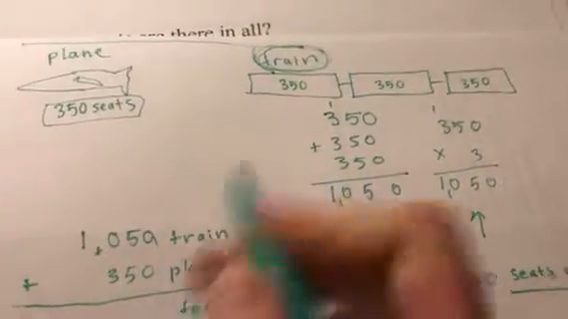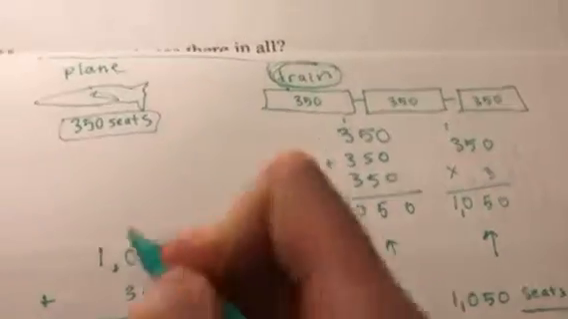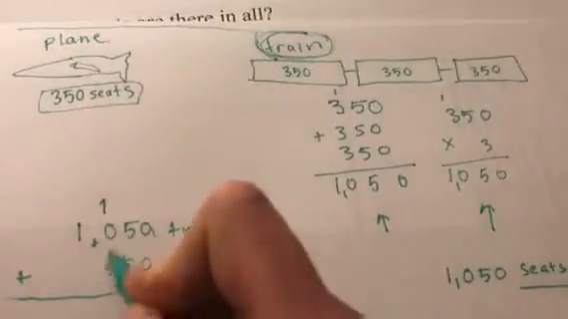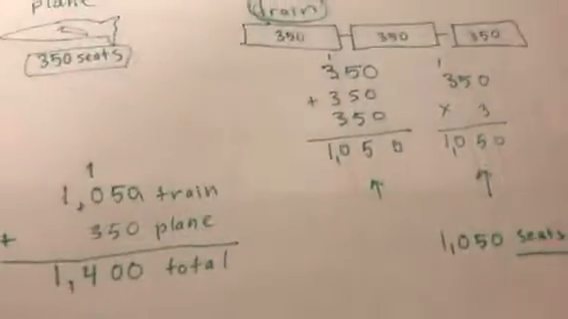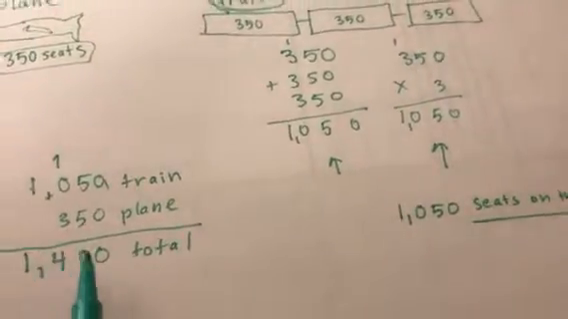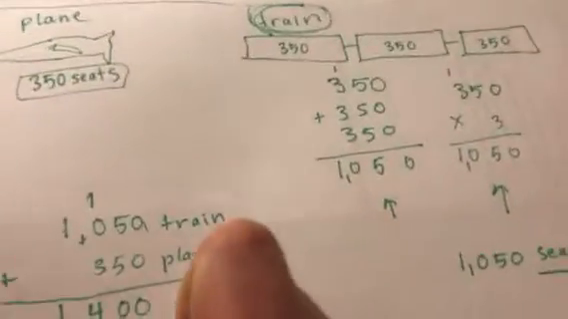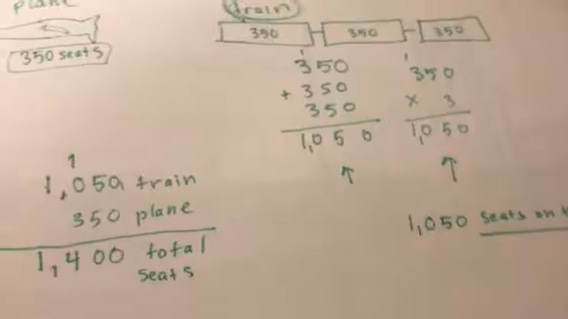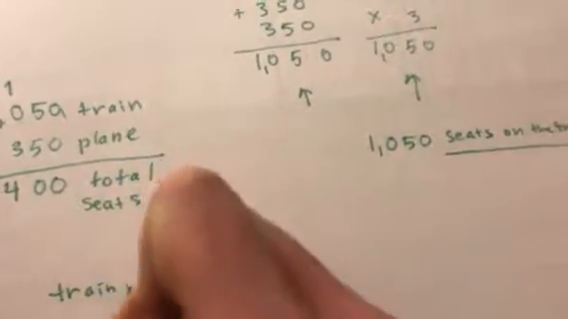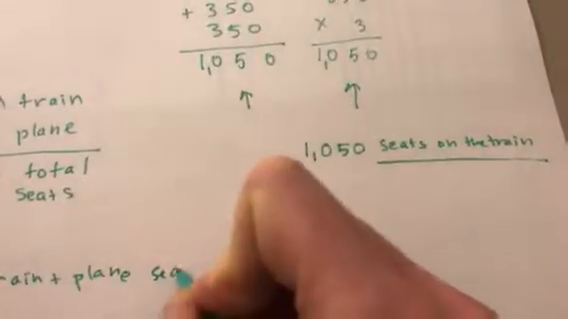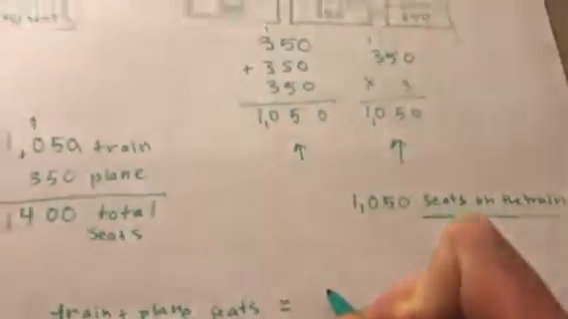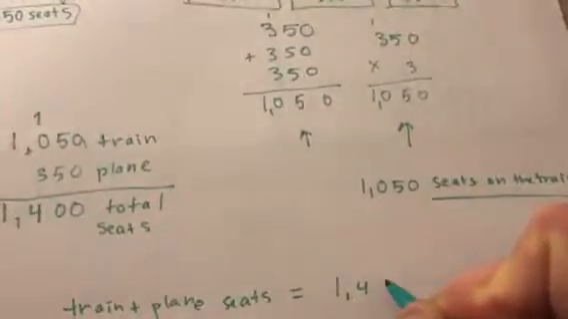So 0 plus 0 is 0, 5 plus 5 is 10, 3 plus 1 is 4, 1 plus nothing is 1. So I have 1,400 seats total. So that's the train plus plane seats equals 1,400.